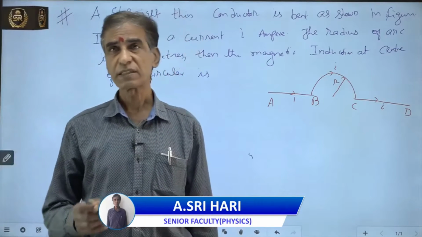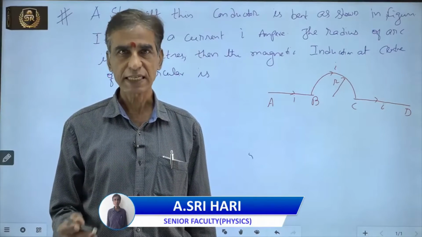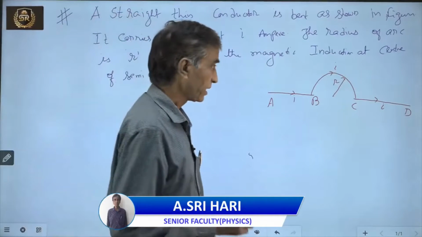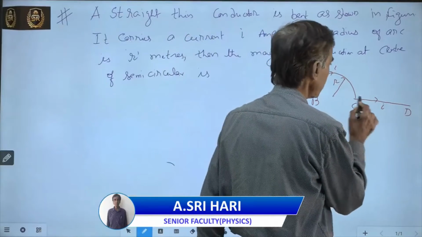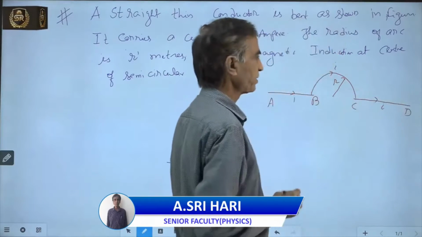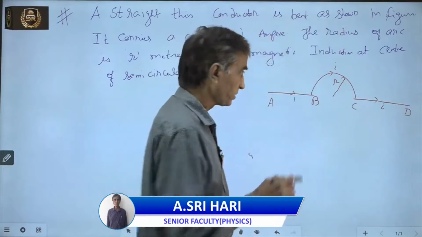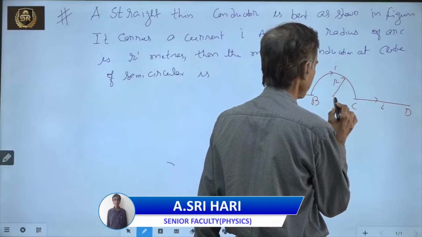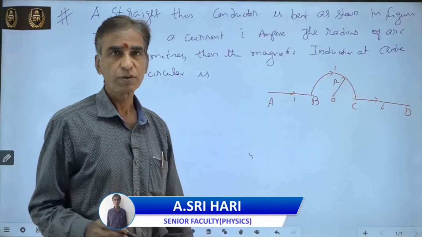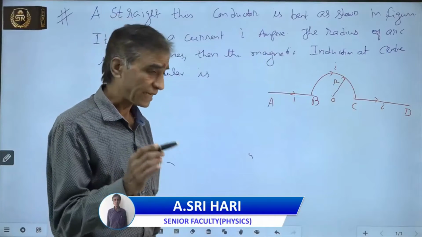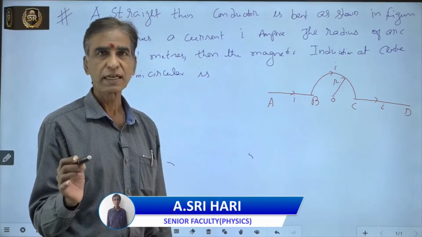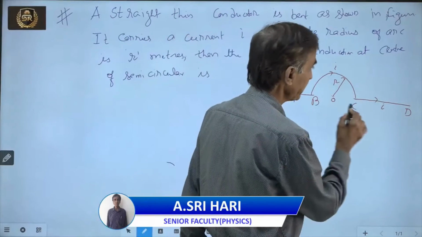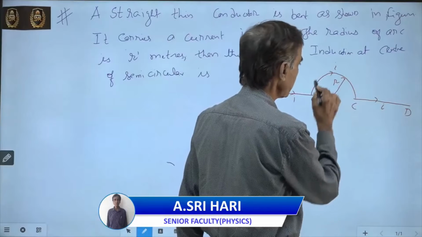So it is a combination of a straight wire carrying current and a semicircular arc. This is like a straight wire. We want to find the magnetic induction at this point, O. When we want to find the magnetic induction at the point O, there are two parts here. One is the straight wire A, B, C, D. The other one is the circular part B, C.